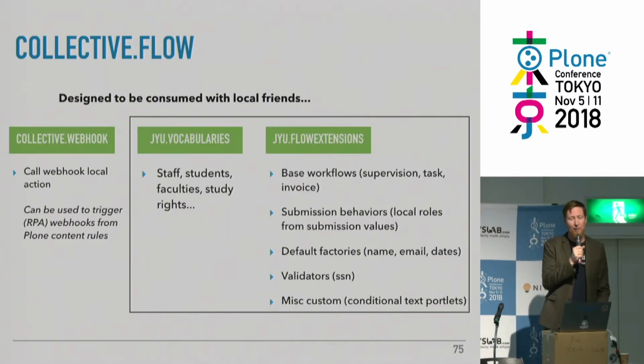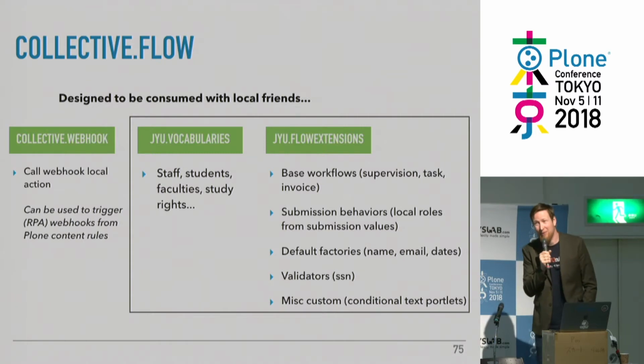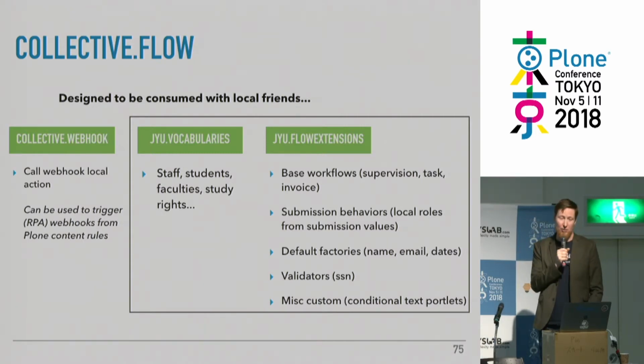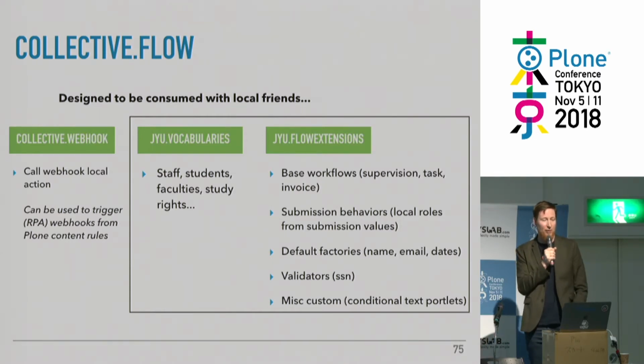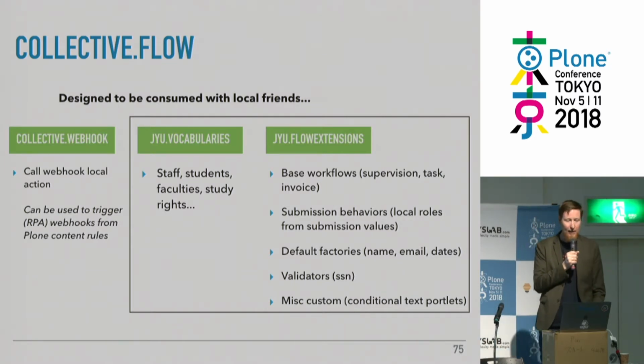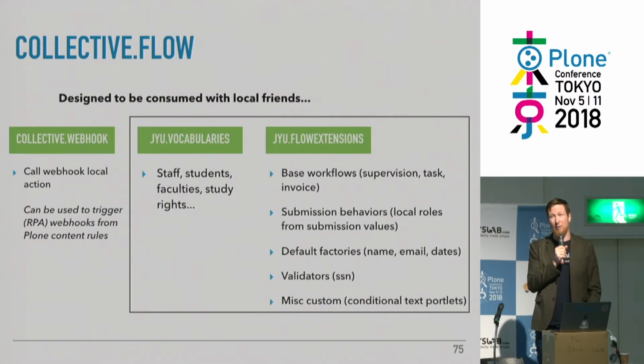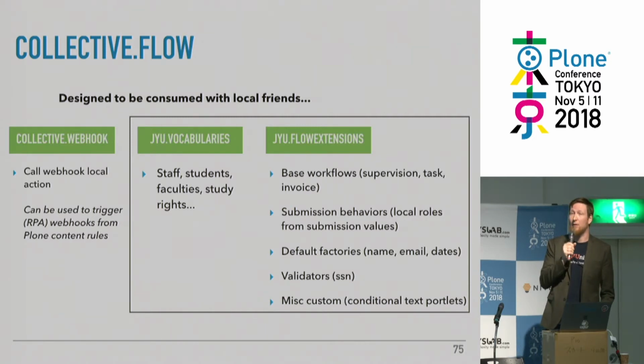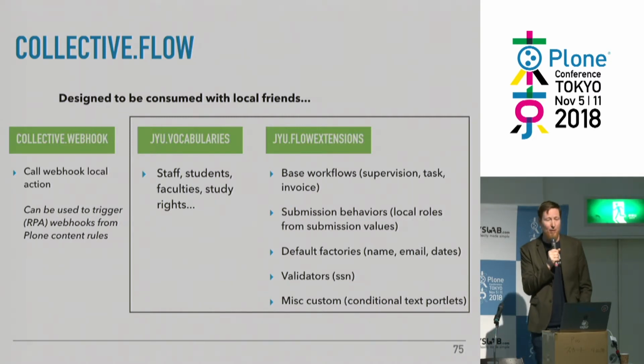But this Collective Flow in itself wasn't enough for us. So there's another add-on called Collective Webhook. You can ask Asko more about it, but you can use something called webhooks to trigger some automatic effects from the API. Then we have vocabularies and extensions to cater to some of the special needs of our faculties and departments.